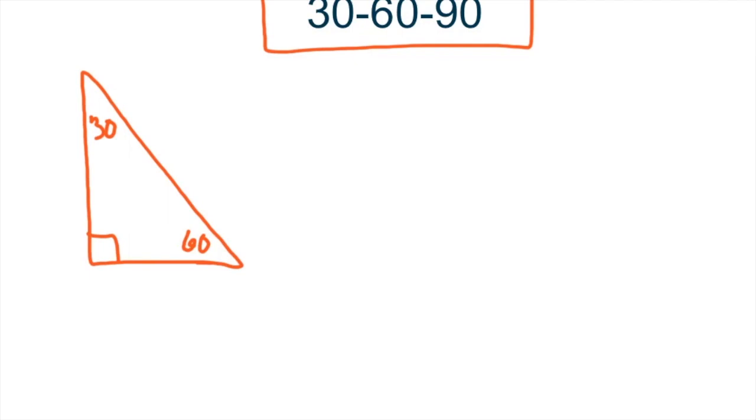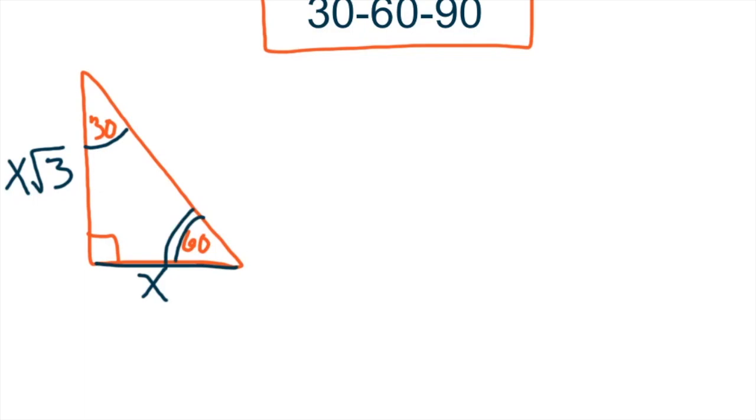Remember, your shortest side is always your home base here, so we're going to call that x. Using your home base, you can then find the longer leg of the right triangle and the hypotenuse. The longer leg in this 30, 60, 90 triangle is always the shorter side x multiplied by the square root of 3. It will always work out that way as long as your two angles are 30 degrees and 60 degrees.